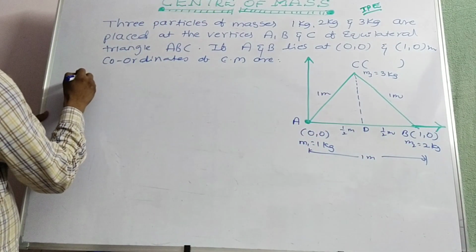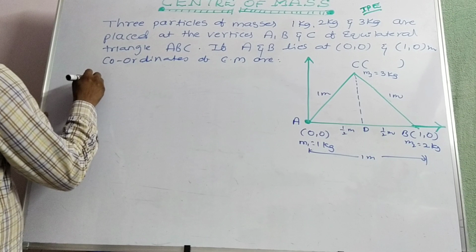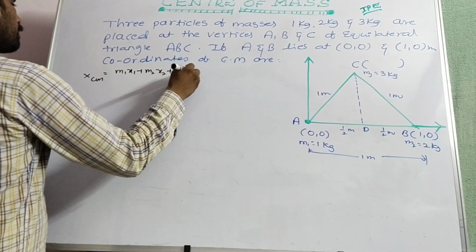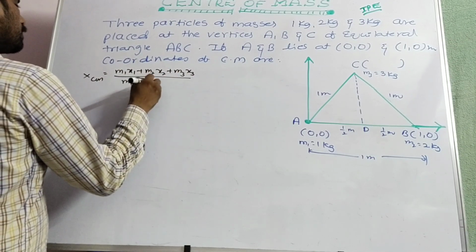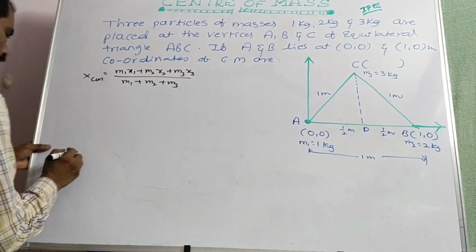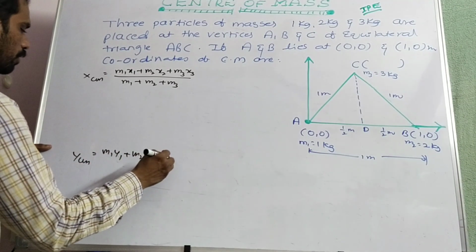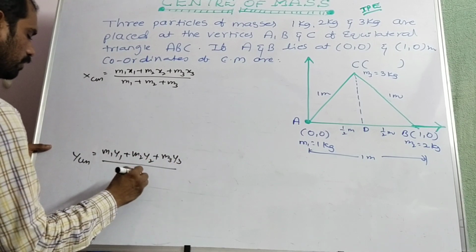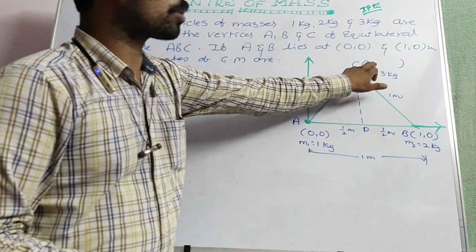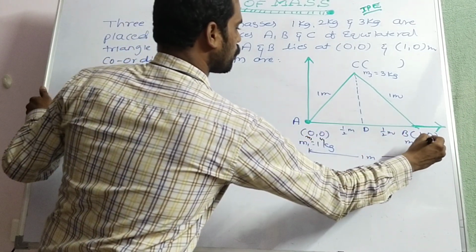That is, XCM is equal to M1x1 plus M2x2 plus M3x3 by M1 plus M2 plus M3. In a similar manner, YCM we can also determine. That is, YCM is equal to M1y1 plus M2y2 plus M3y3 by M1 plus M2 plus M3. But the problem is that we don't know the coordinates x3 as well as y3. Here we have x1, y1, x2, y2.